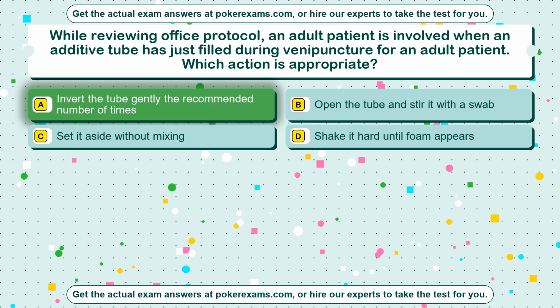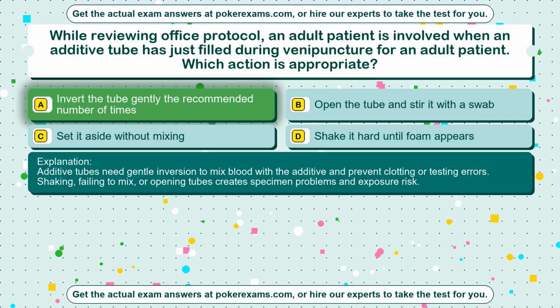The correct answer is option A. Invert the tube gently the recommended number of times. Additive tubes need gentle inversion to mix blood with the additive and prevent clotting or testing errors. Shaking, failing to mix, or opening tubes creates specimen problems and exposure risk.